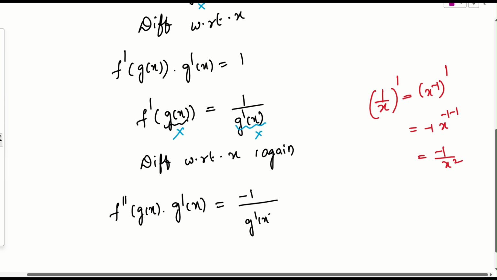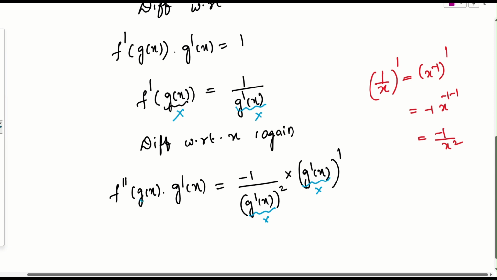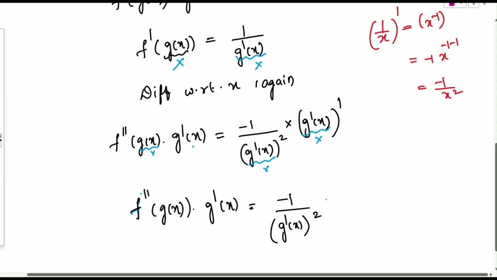X means g dash of x the whole square, and we need to apply the derivative for g dash of x. Are you getting my point? Whatever I have taken as capital X, I have done capital X the whole square, and I have applied the capital X derivative. Is it okay? Here also, f dash of capital X and its derivative. Is it fine? Now let us continue with this. So we can say f double dash of g of x times g dash of x. Agree? Equals minus 1 by g dash of x the whole square, times g double dash of x, which is the derivative of g dash of x. Are you getting my point here?